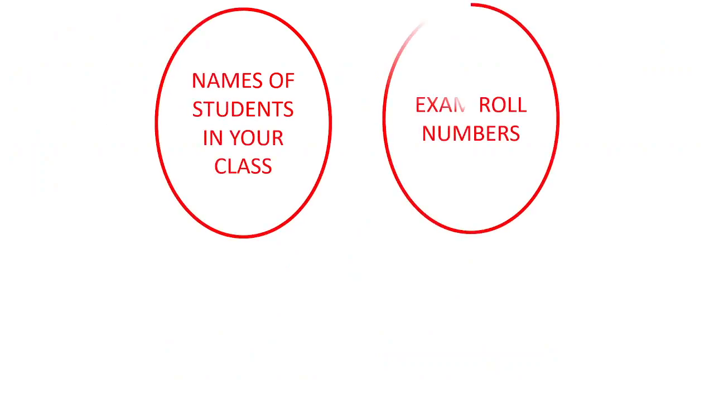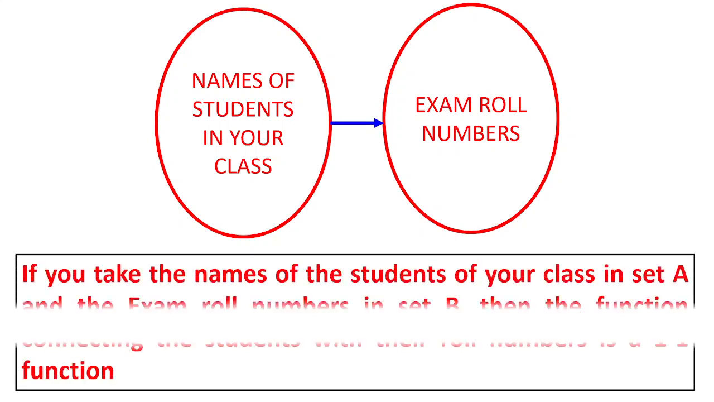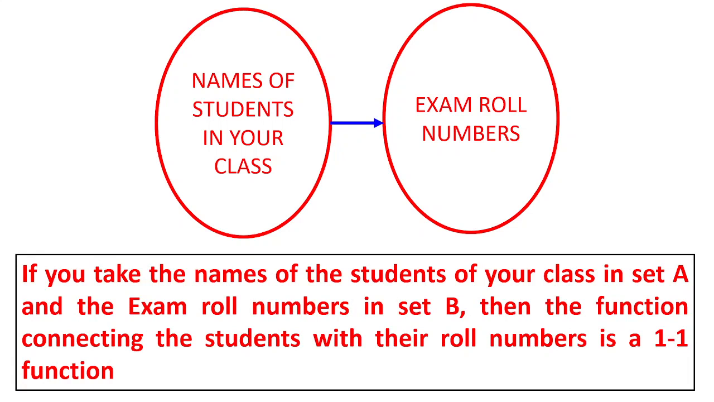Now, a better example is if you take the names of the students in your class and exam roll numbers, every student will have an individual roll number. If you take the names as set A and roll numbers in set B, the function connecting the students with the roll numbers is a 1-1 function. Your class attendance register is also an example for 1-to-1 because every child has an individual roll number in the class.